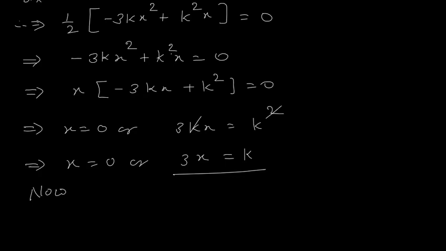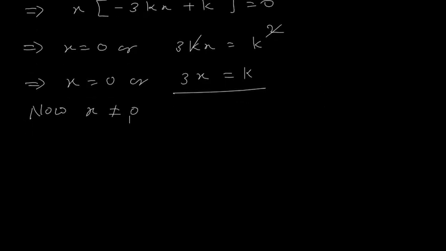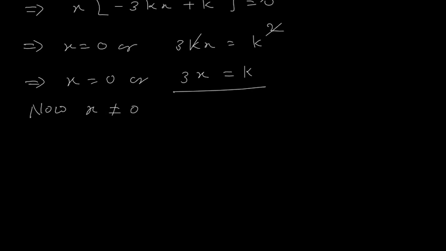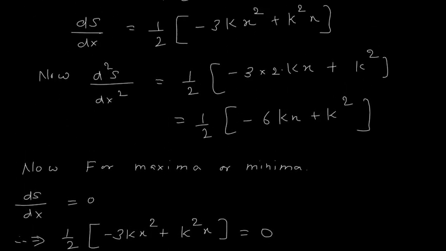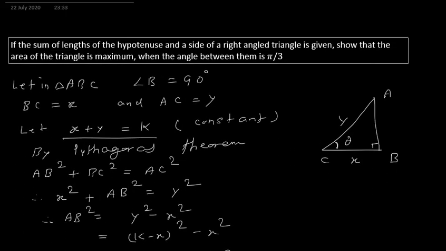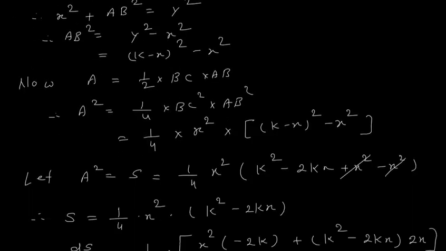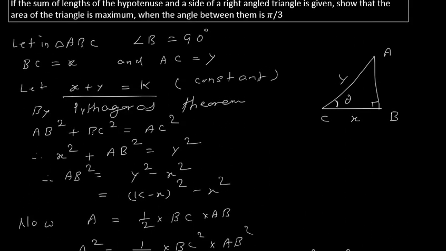This x cannot be 0 because this is a triangle. If I take x as 0, then it will become a line. Now x cannot be 0, therefore we have 3x equals k, or x equals k upon 3. So the value of x we got is k upon 3. In this triangle the value of x is k upon 3. Now we know that x plus y is k.